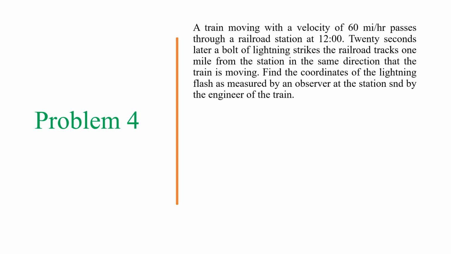For problem number 4, we have a train that is moving with a velocity of 60 miles per hour passing through a railroad station at 12. 20 seconds later, a bolt of lightning strikes the railroad tracks 1 mile from the station in the same direction that the train is moving. Find the coordinates of the lightning flash as measured by an observer at the station and by the engineer of the train. So in this problem, we are given the velocity of the train, which is equal to 60 miles per hour.